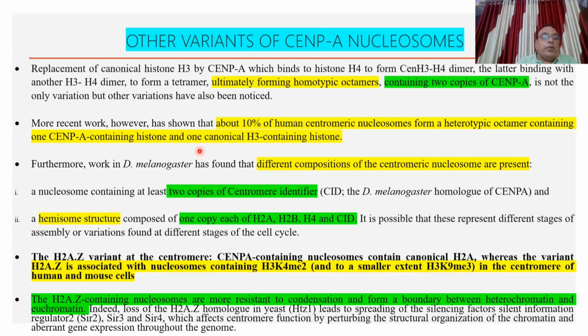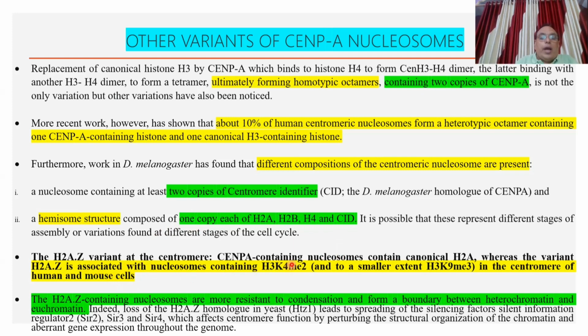2 copies of canonical H3, H4 are present. But in the case of Drosophila, hemisomes may also be formed, and it will have 1 copy each of H2A, H2B, H4, and CID. In the normal case, what was the composition? 2 copies of CID, 2 copies of H4, 2 copies each of H2A and H2B. But here the variation is that there is only 1 copy of each, that is, instead of an octamer, it forms a tetramer, and such a tetramer is called a hemisome, and the hemisome might be a stage in the formation of the octamer.